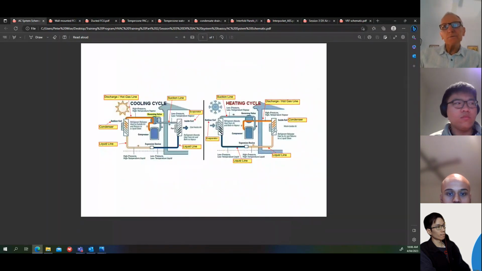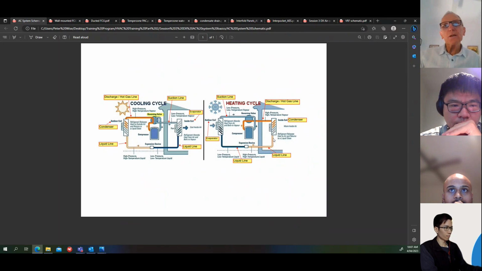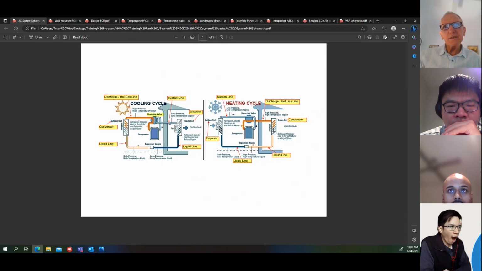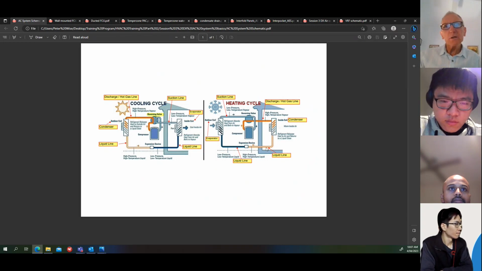So let's go to the inside coil again. This time, this coil becomes the condenser, and that's releasing heat to the inside with the help of the fan. And the flow of refrigerant is this way. So this is now the condenser. It's just the exact opposite to what's in the cooling cycle. So we've now got this liquid line coming out of the indoor coil through an expansion device into the outside coil, which is now the evaporator. And that absorbs heat from the outside air to bring it back inside.